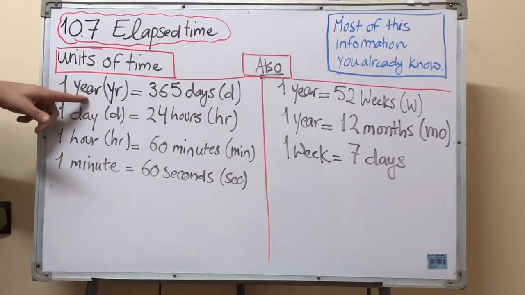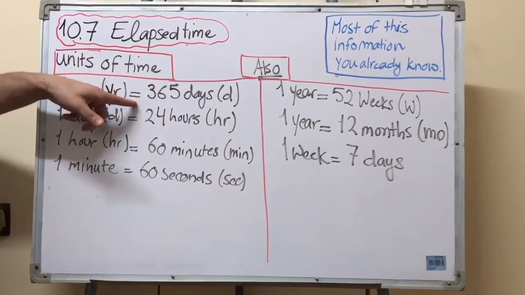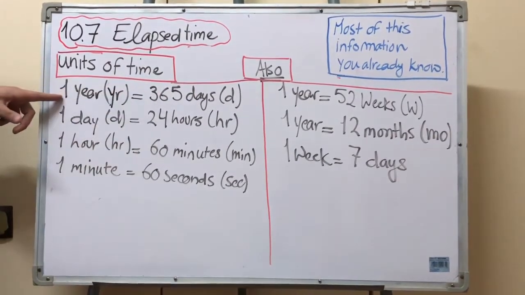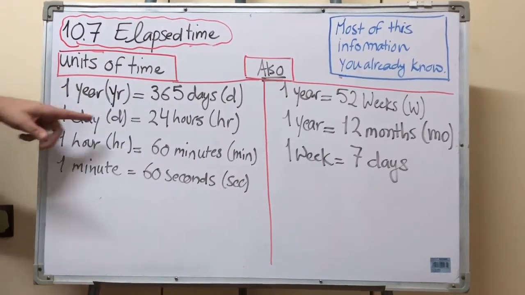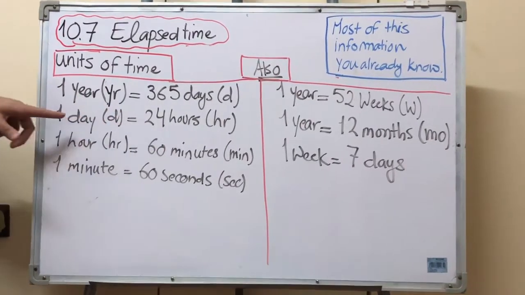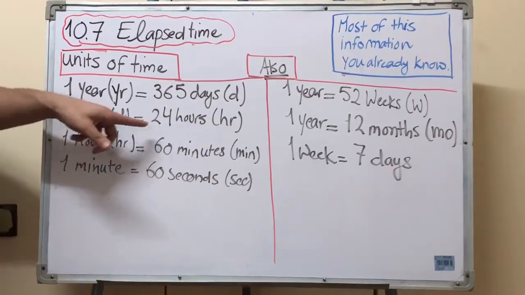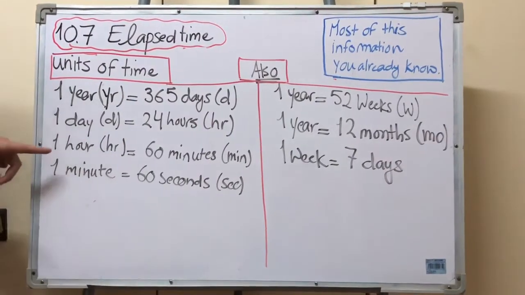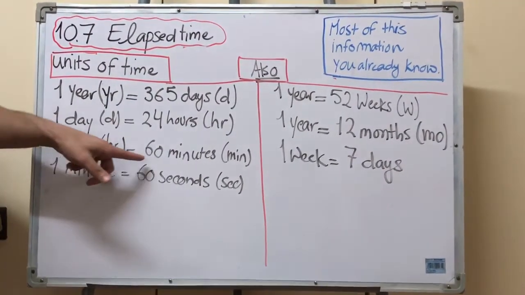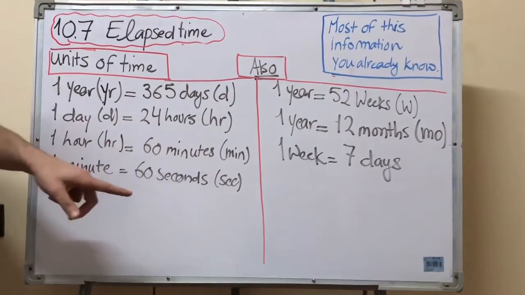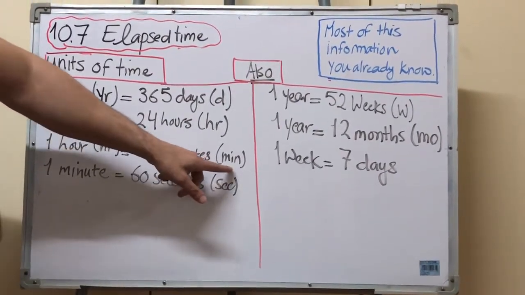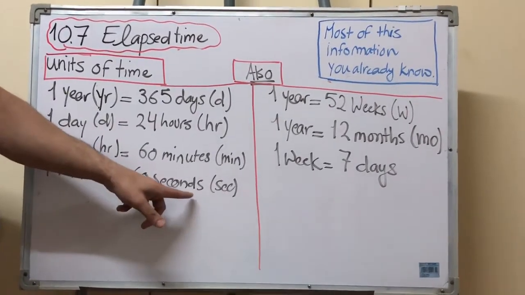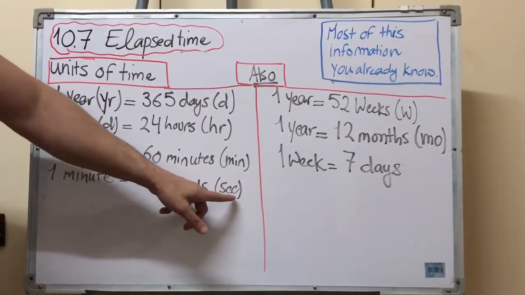We have 1 year, with the abbreviation YR, equals 365 days. We have 365 days in 1 year. And in 1 day, we have 24 hours. 1 day, the abbreviation is D. 24 hours, the abbreviation for hour is HR. 1 hour has 60 minutes. The abbreviation for minutes is MIN. And 1 minute has 60 seconds. The abbreviation for seconds is SEC.